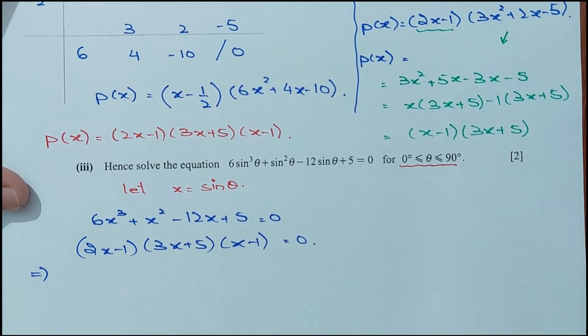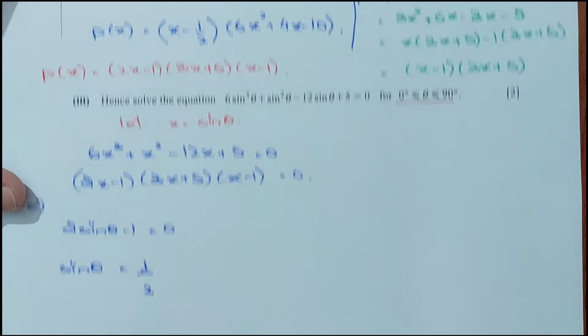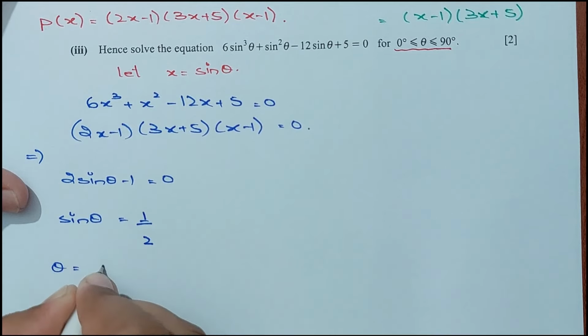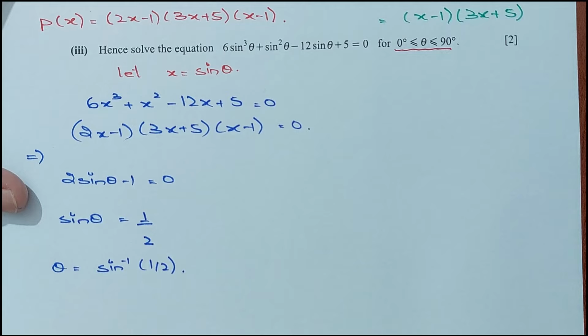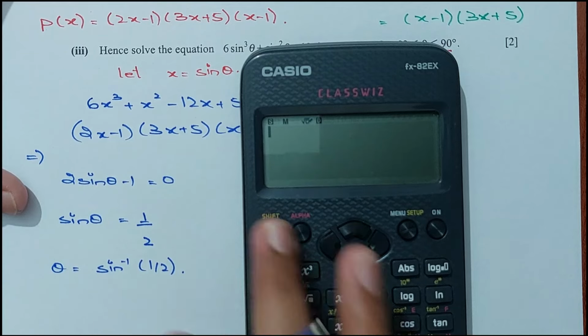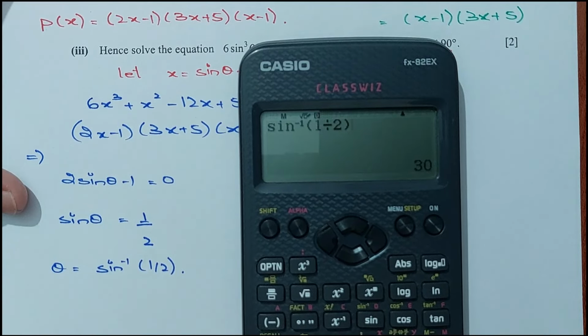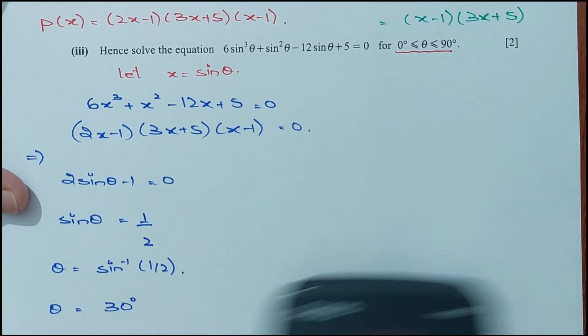So from here again, let me replace x with sine theta. We can say 2 sine theta minus 1 equals 0, and from here, what is sine theta? Sine theta is 1 by 2. Let me solve for theta. Theta is going to be sine inverse of 1 by 2. What is sine inverse of 1 by 2? It should be in degrees. Okay, it is in degrees now. Sine inverse of 1 by 2 is 30 degrees. So theta is 30 degrees, right?